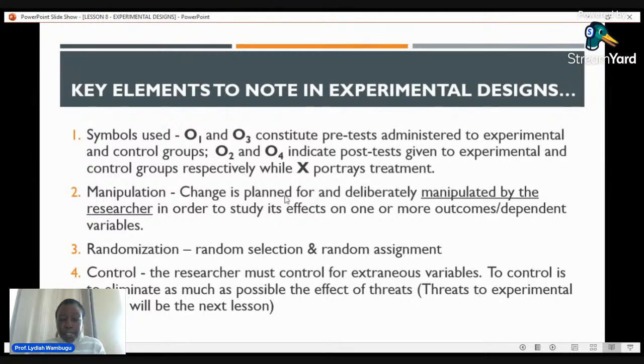So before we look at the key elements to note in experimental design, let me see whether there could be any question.